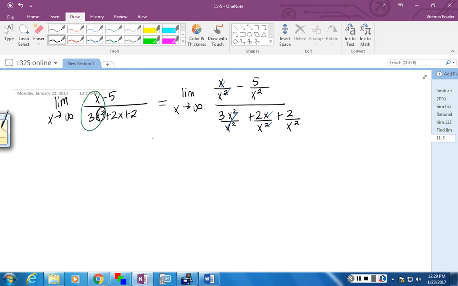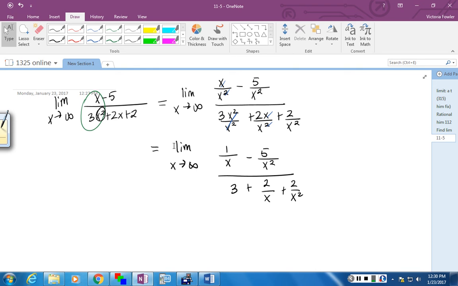So that I can see that I've got now the limit as x approaches infinity of 1 over x minus 5 over x squared, all over 3 plus 2 over x plus 2 over x squared. And I'm thinking about me just taking the limit as x approaches infinity of each little piece of this.